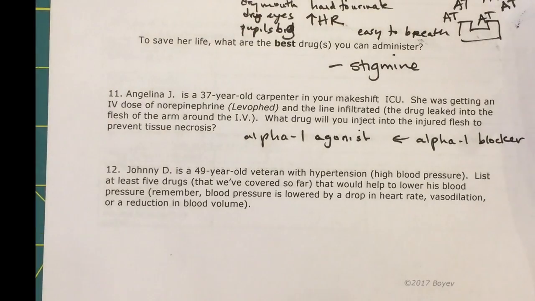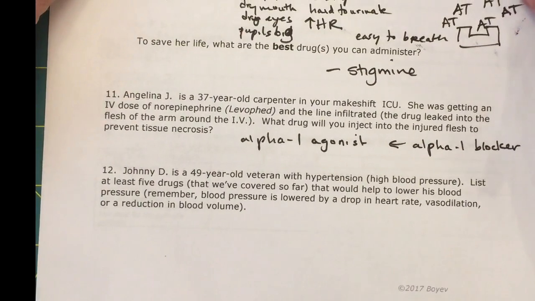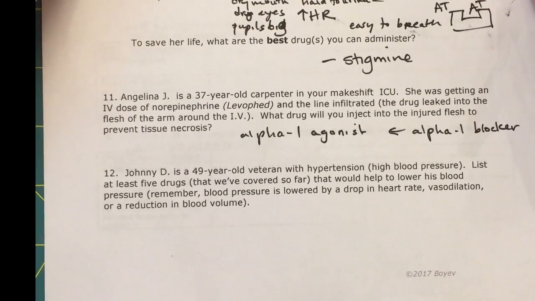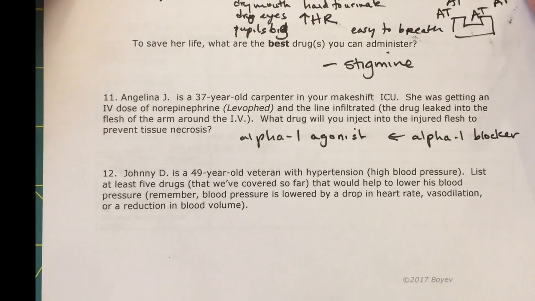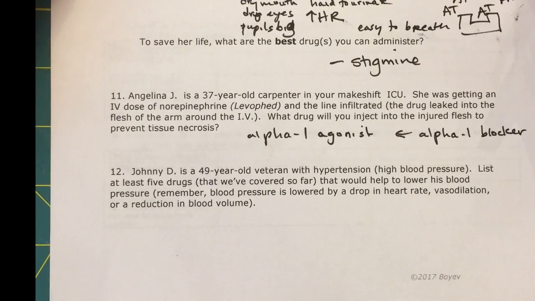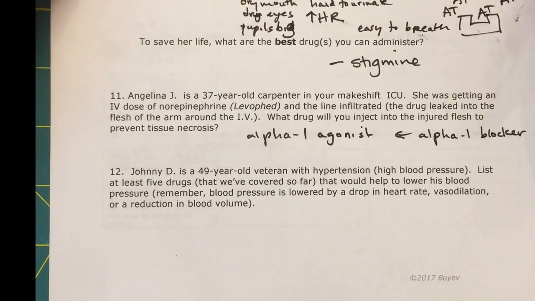So always read the package, because if you look at a package of either an alpha-1 agonist given on the eye for bloodshot eyes or the nasal spray that people use to get rid of a runny nose, it'll tell you, don't use this for more than a few days.